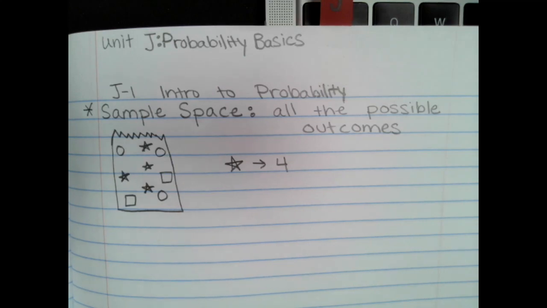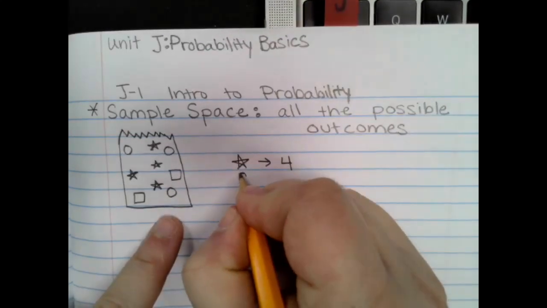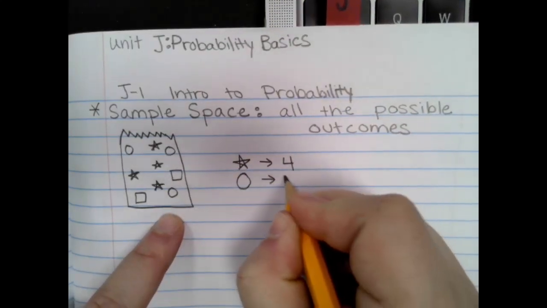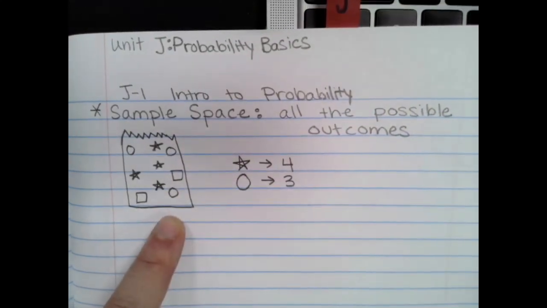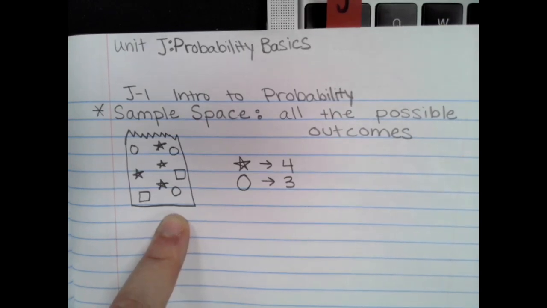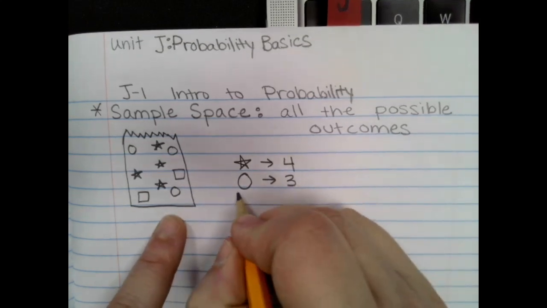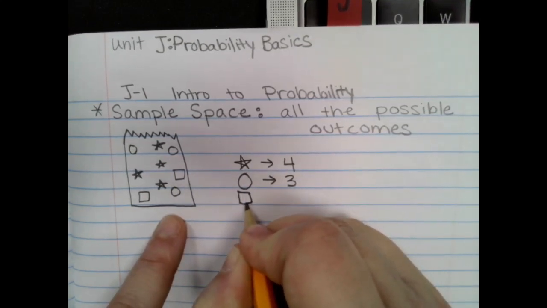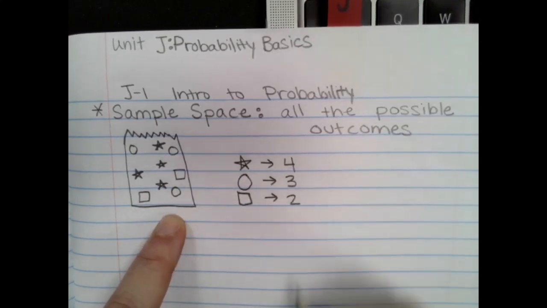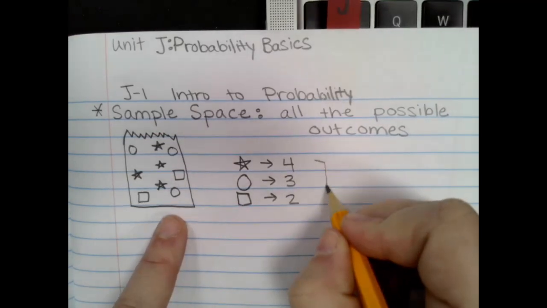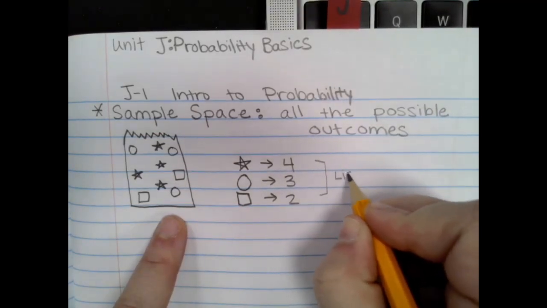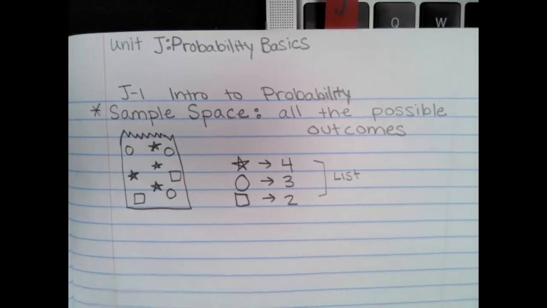What's another option that if I reach in the bag, what else could I grab? Good, a circle. How many circles? 3. And then there was one more option. A square or a box, yeah. And how many boxes do we have? 2. So this is my list. If it asks for a list of the sample space, this would be my list of the sample space.